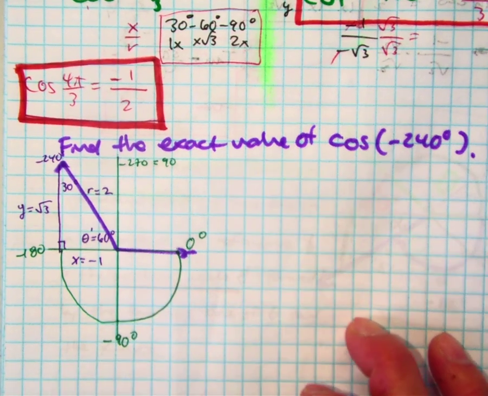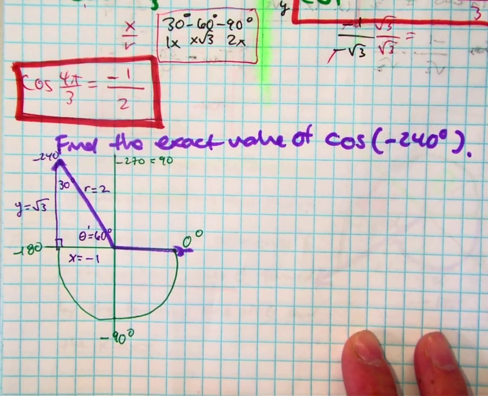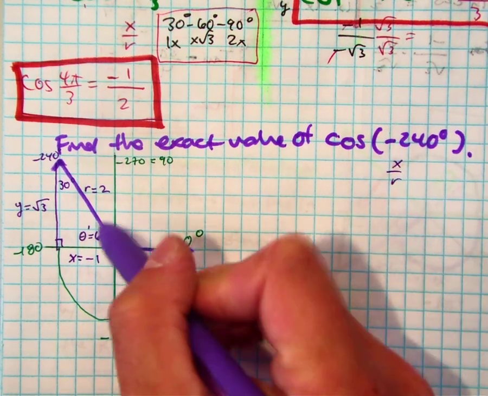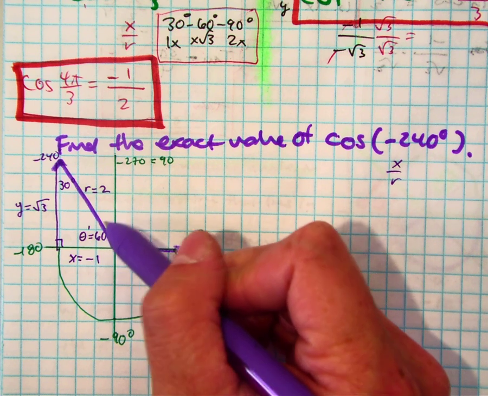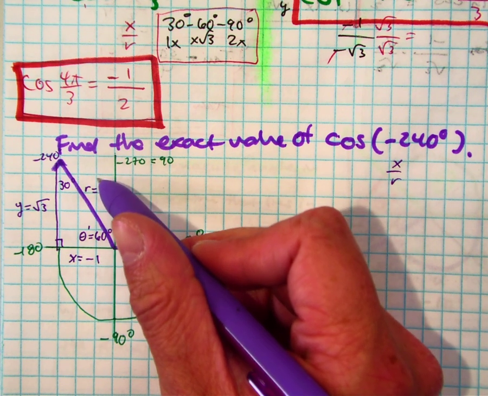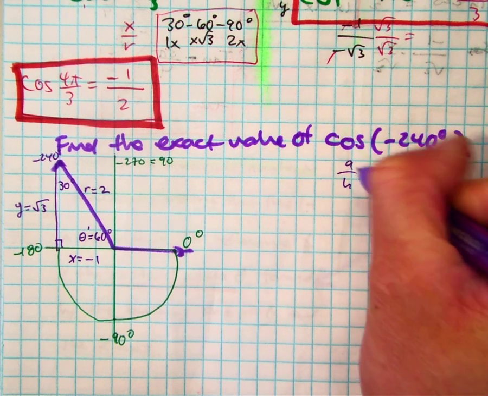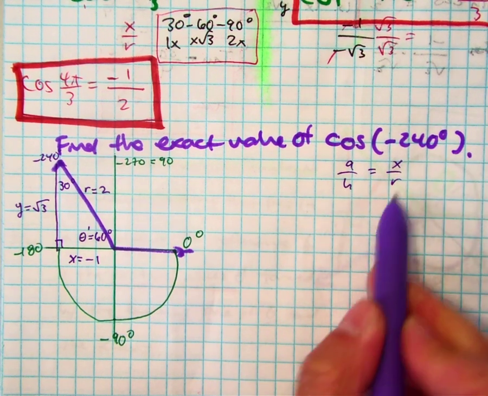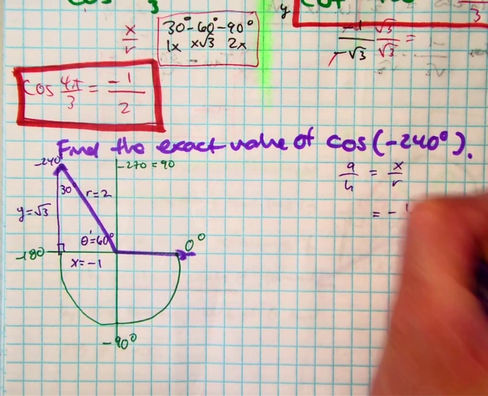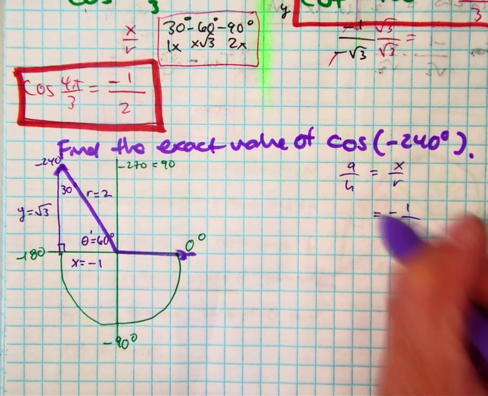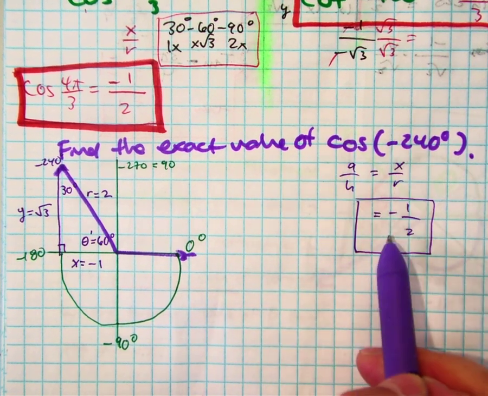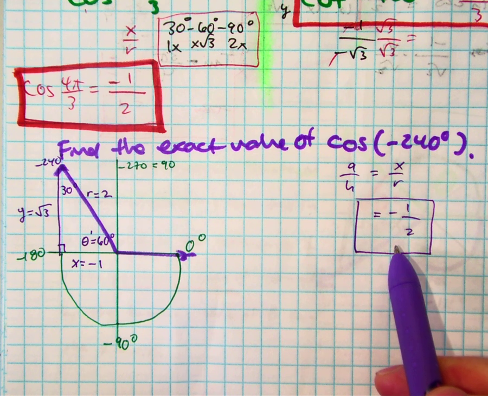Now I need to find cosine. Cosine is which two letters, class? X over R. Now if you're still stuck in the geometry world, you're still doing the adjacent over the hypotenuse. Does that make sense? Yeah. I don't really want that, but if you need some kind of connection, I'm willing to put that out for you. So now I have x, which is negative 1, and my r, which is 2. My answer is negative 1/2. Cosine of negative 240 degrees is negative 1/2. Raise your hand if you got that.